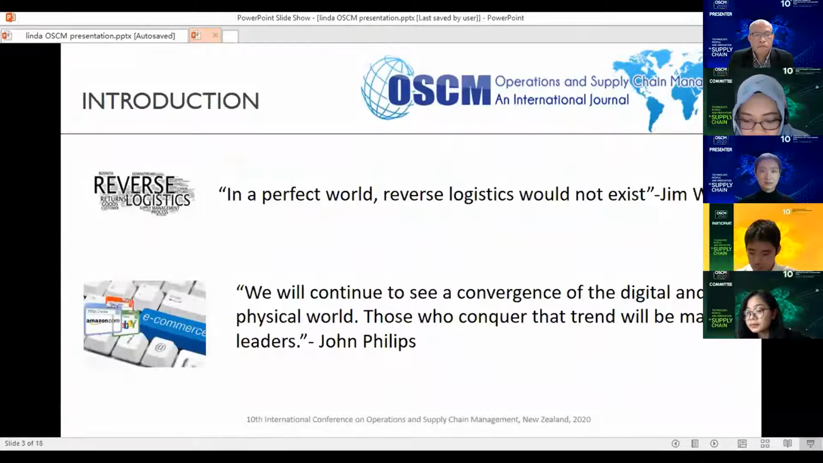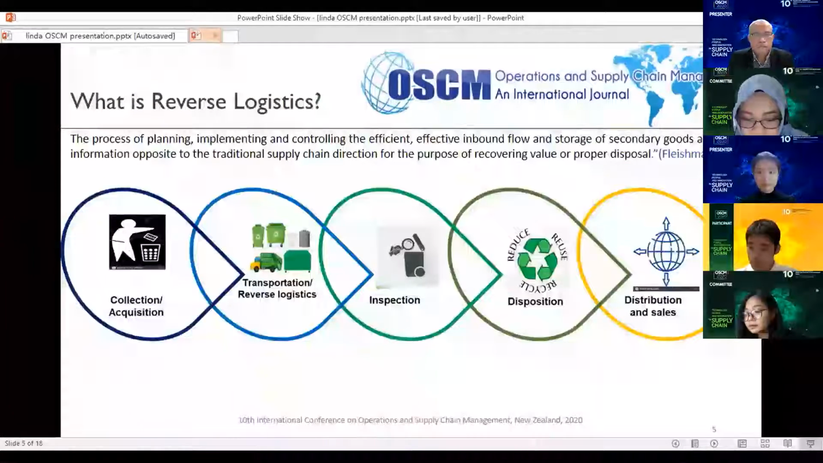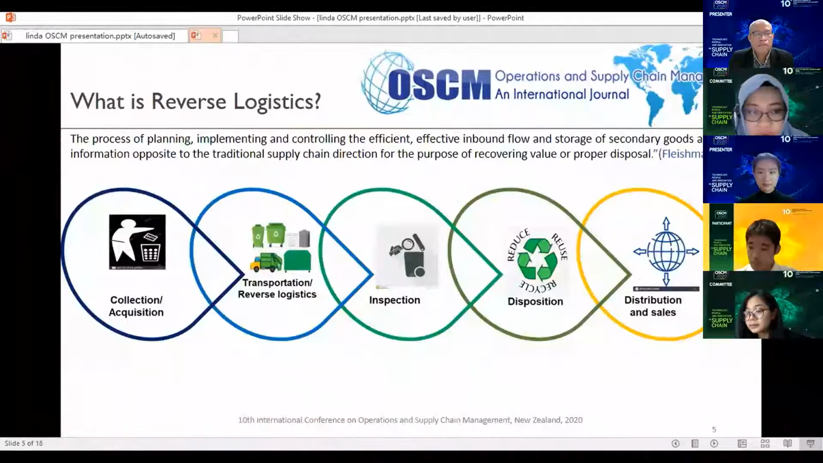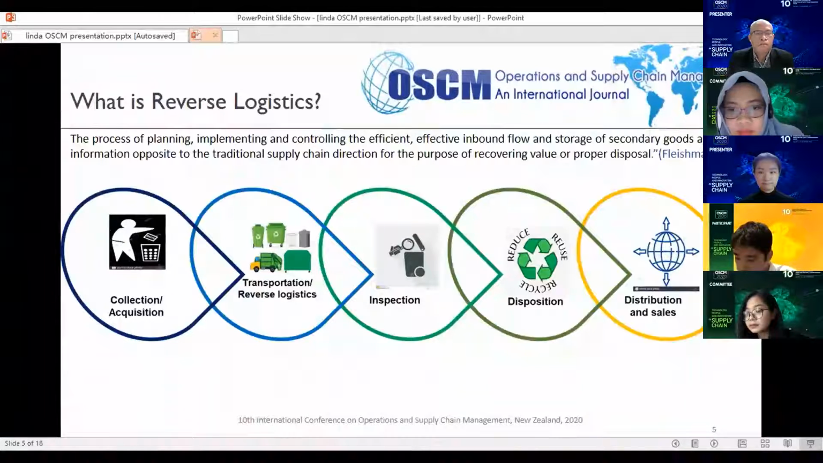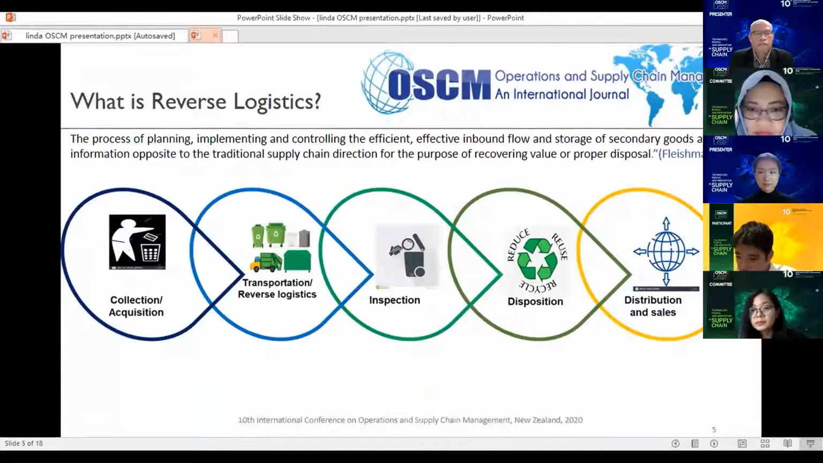So my topic originates from two main topics, that of reverse logistics and the use of e-commerce in supply chains. So what is reverse logistics? Maurice Fleischmann in 2000 had a very long definition, but I usually summarize reverse logistics as the management of products and processes that go in the opposite direction or to the traditional forward supply chain.